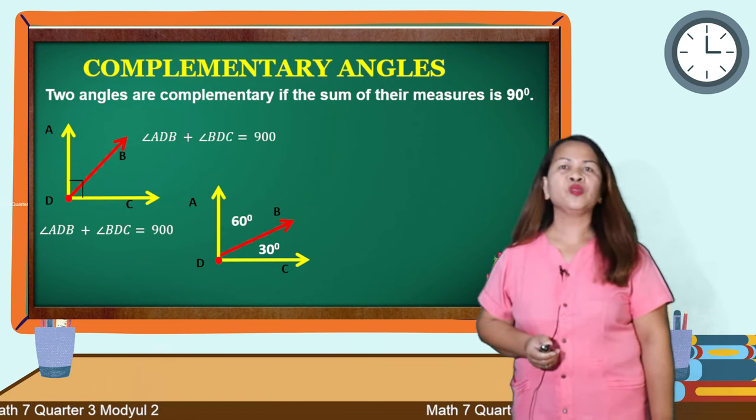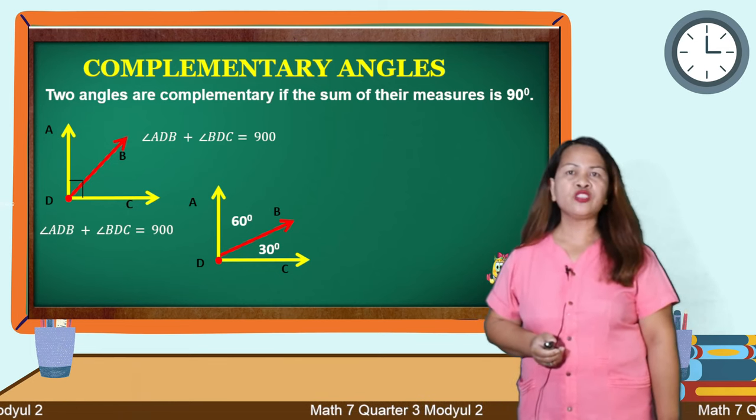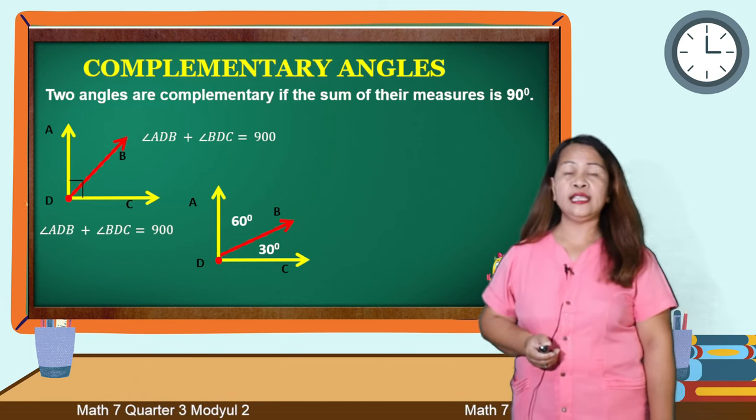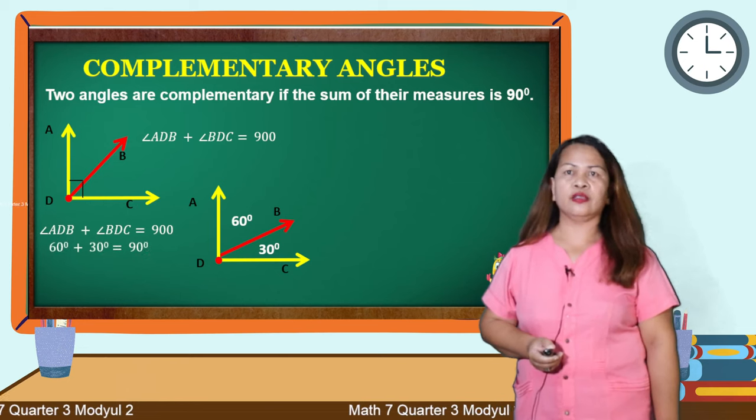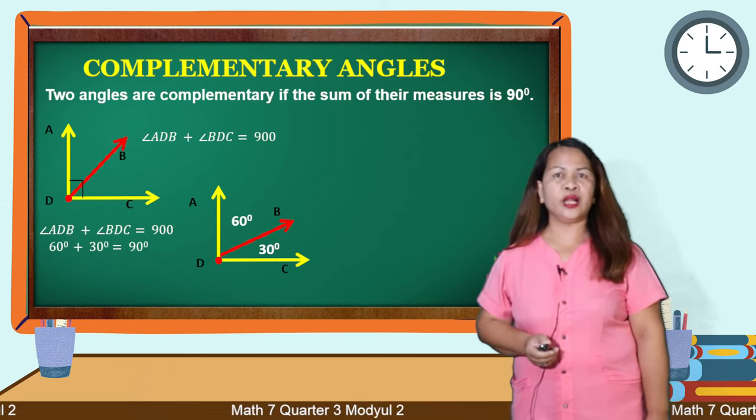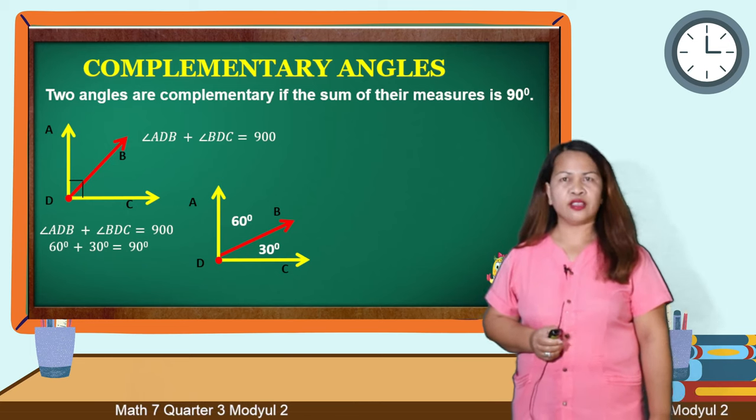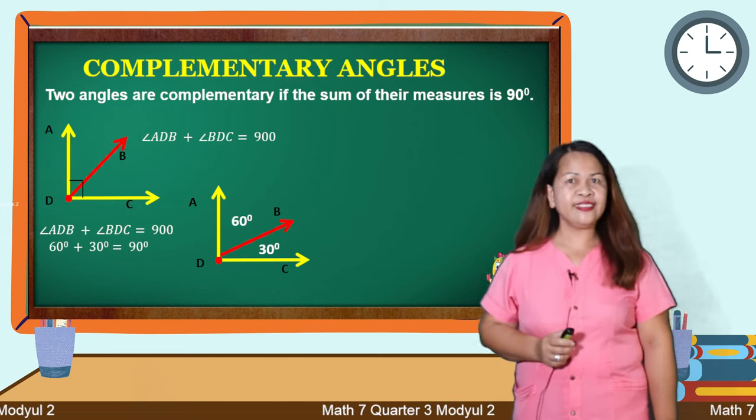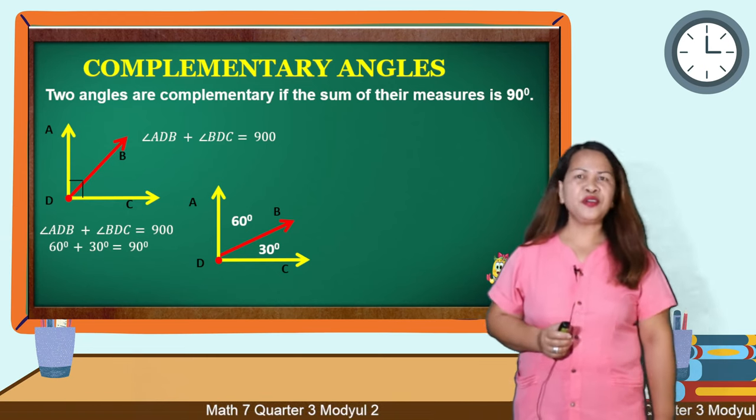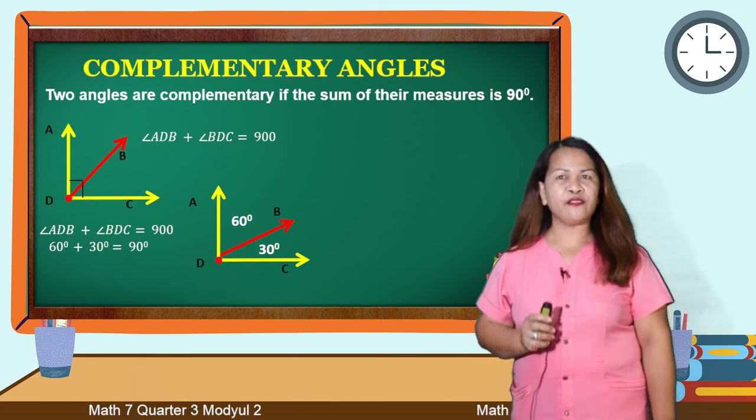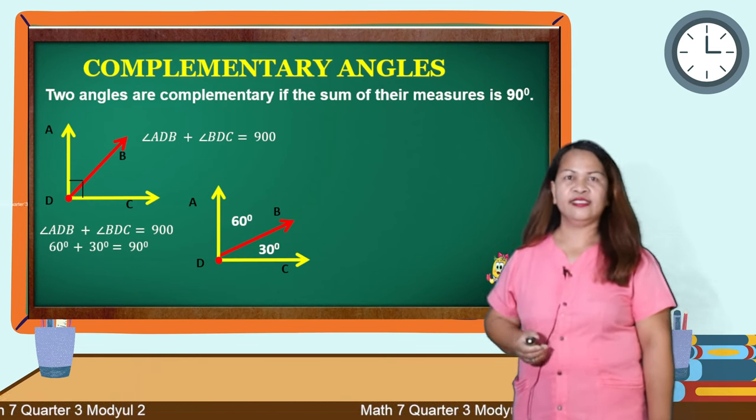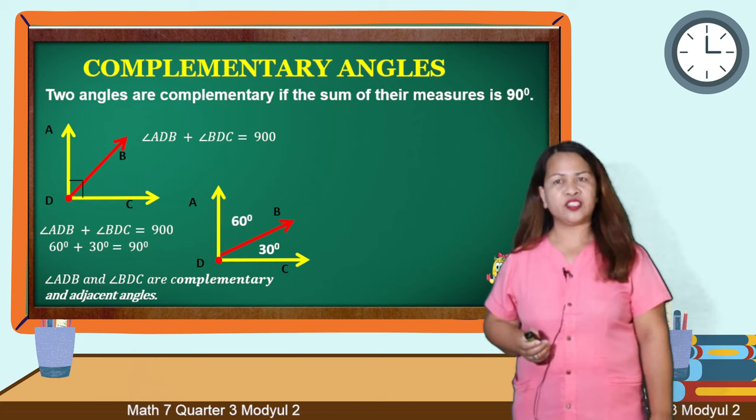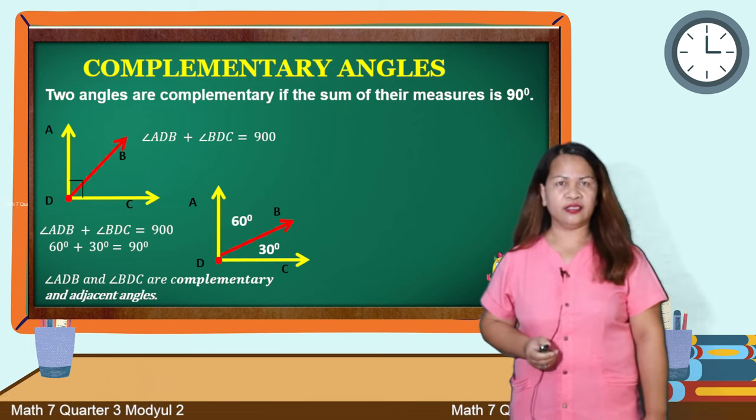Wherein the measure of angle ADB is 60 degrees, while the other one, angle BDC, measures 30 degrees. So 60 plus 30 equals 90. Now, my question. If they are complementary, let's go back to the first lesson that we've discussed. Are they adjacent? Okay, very good. They are adjacent because they have common vertex and common side. So angle ADB and angle BDC are complementary angles and adjacent angles.